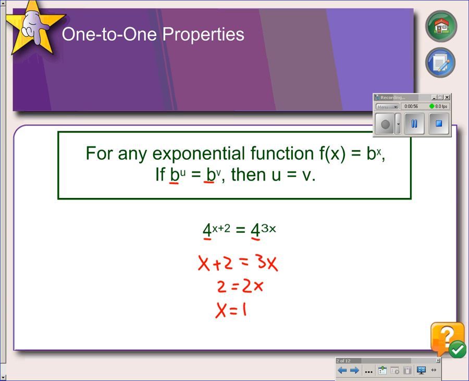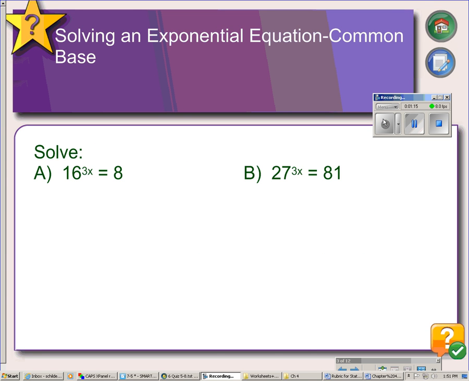If we plug the 1 back into the original function, we should see that it works. 4 to the 1 plus 2 is equal to 4 to the 3 times 1. 1 plus 2 is 3, and 3 times 1 is 3, so 1 is the correct answer. These are some examples that relate to this rule we just learned.